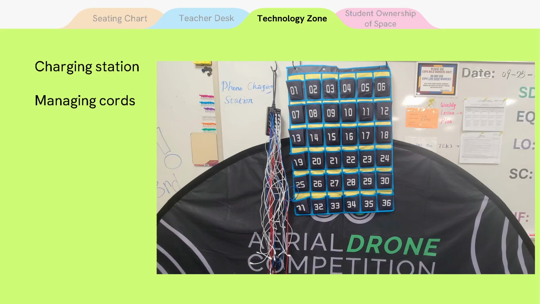Another key area is the technology zone. Things like charging stations could help students not feel so reluctant to give up their phones. Sometimes I have students come to my classroom just to charge their phones. It feels like I'm not taking the phones. I'm offering a service with boundaries.